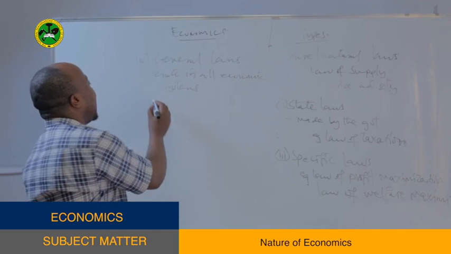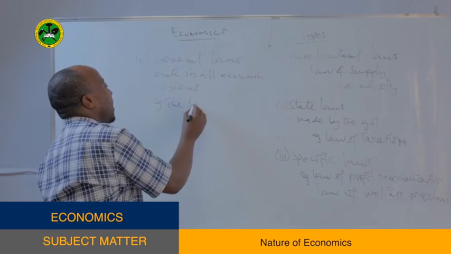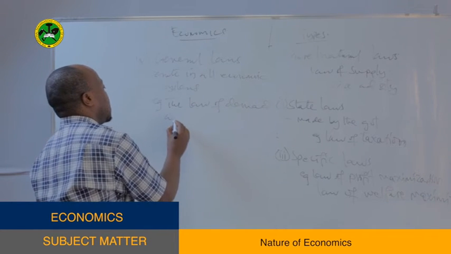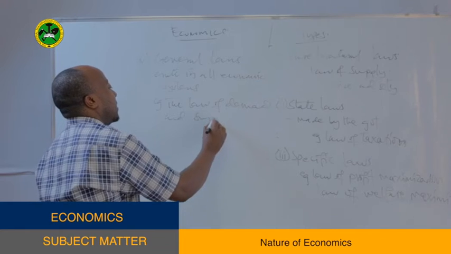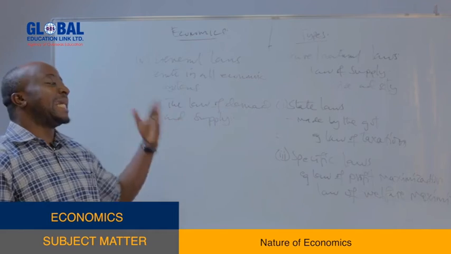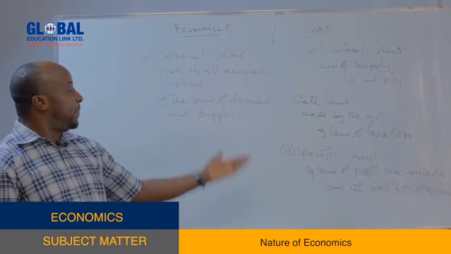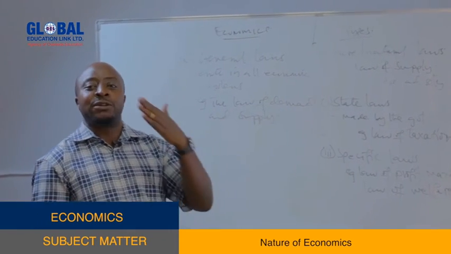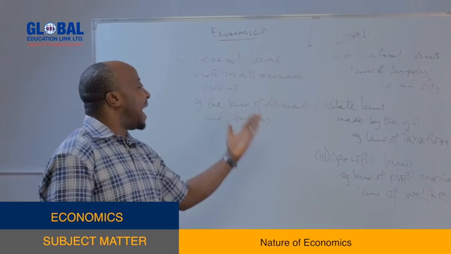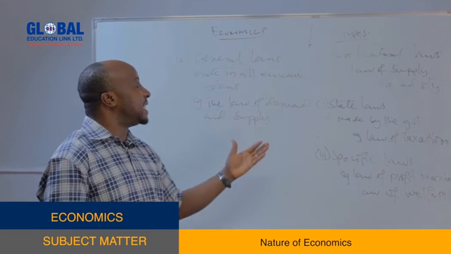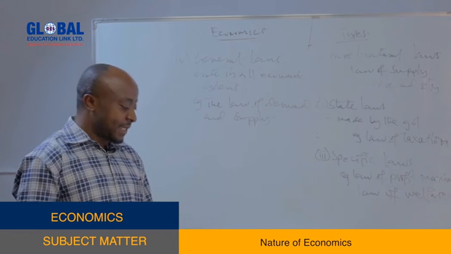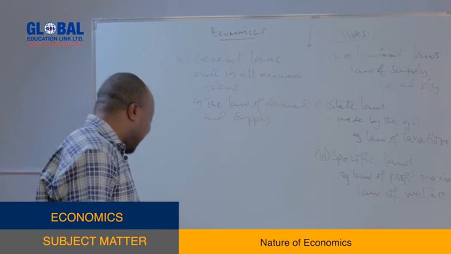For example, the law of demand and supply. It means this law can operate in any economic system. In a pure capitalist economy it can operate. In a socialist economy it can operate. In a mixed economy it can operate. So we consider it a general law because it can operate in all economic systems. That is economic laws.